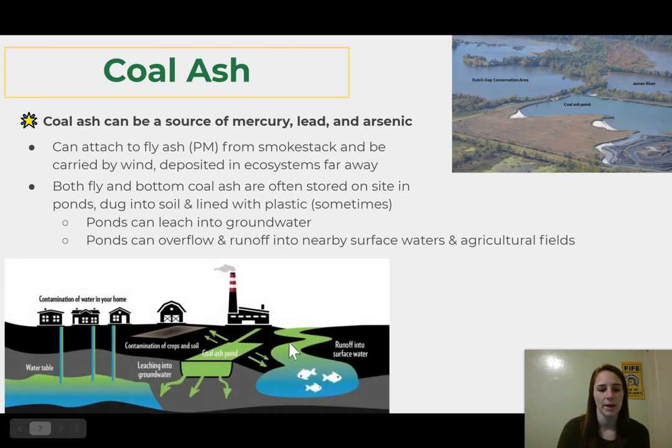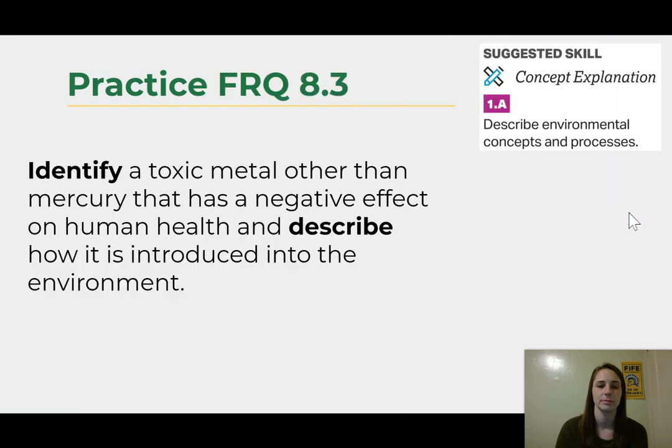Now, if you look at this example here, if this is our coal ash pond where they're storing the extra coal ash, it can be leaching into groundwater, which is where people get their water from. It can be getting into crops. It can also be running off into surface areas, which will lead to death of the organisms that live there.